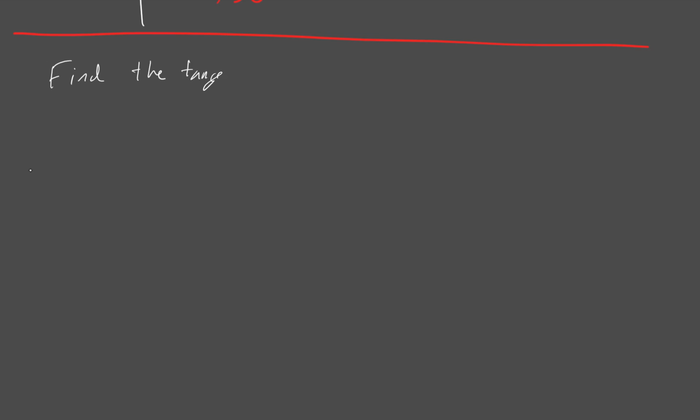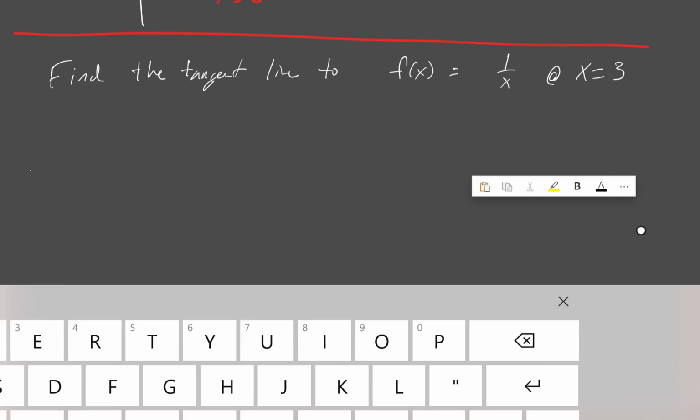Okay, we're going to do some examples of computing derivatives at points and finding tangent lines here. So let's do a tangent line first. We're going to find the tangent line to, say, f of x equals 1 over x at x equals 3.